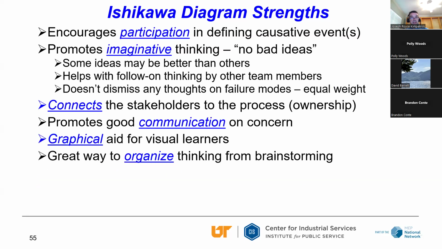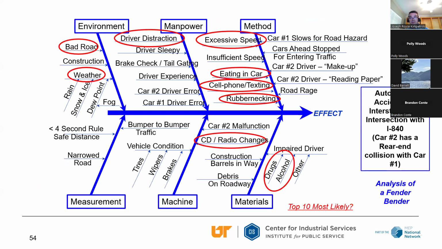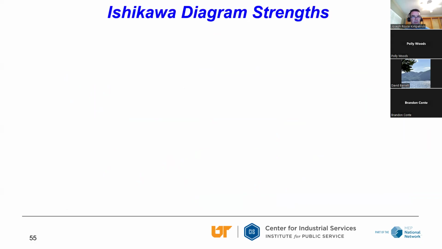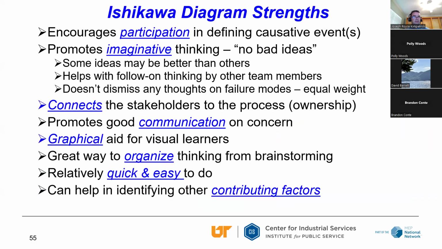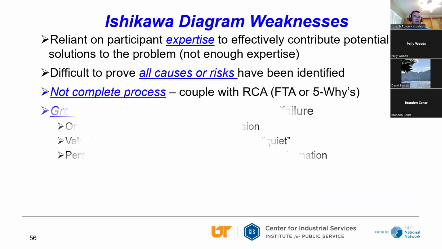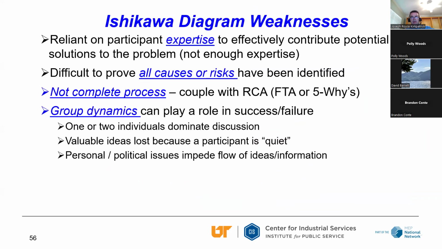For instance, this exercise with automobile accidents, if we'd have done that with 5-year-olds or kindergarten kids, they wouldn't be able to do this. They have no experience. They have no knowledge of all of these things that we went through. So you need to have the experts. It's difficult to prove that we have all the causes or risks identified. We might miss one or two.